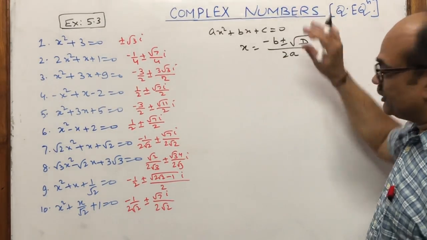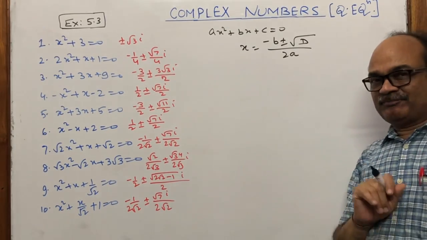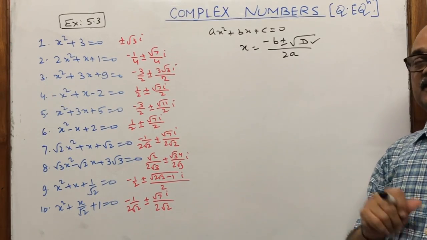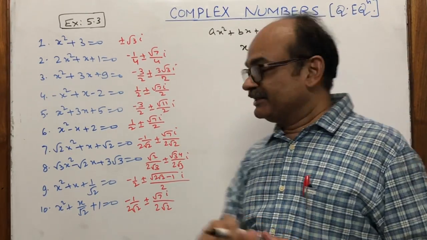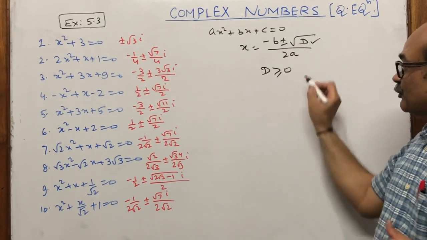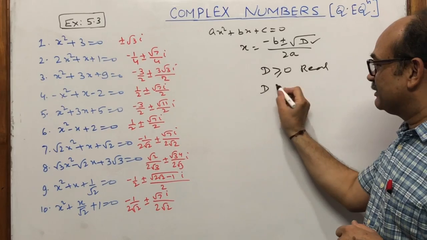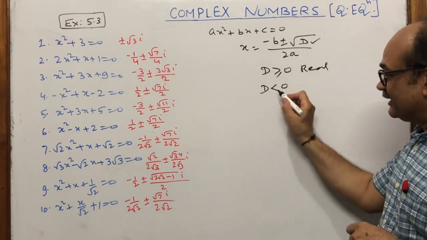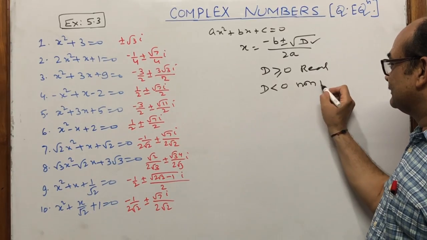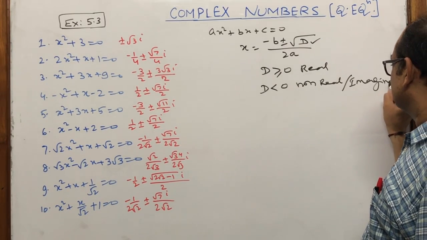X square, its coefficient is a, x, its coefficient is b, and the constant term is c. First we have to arrange the equation in this form, and then what is the most important point? The important point is the discriminant D. And in class 10th, you know, if D is greater than 0 or equal to 0, roots are real. And what answer did we leave in class 10th? When D is less than 0, what do we say? Roots are non-real, or what we say, imaginary roots.